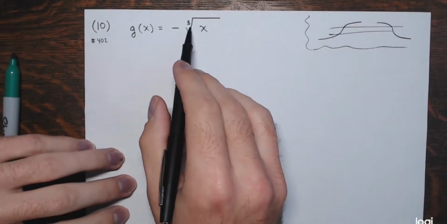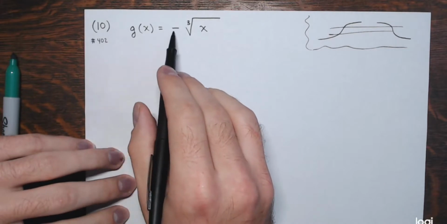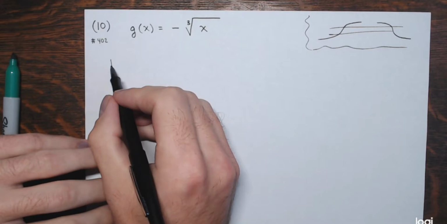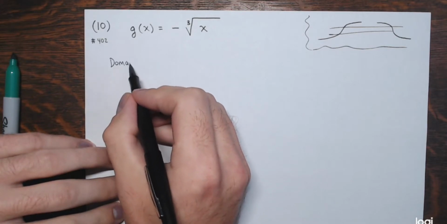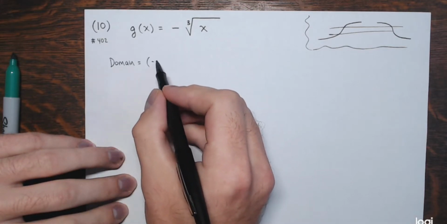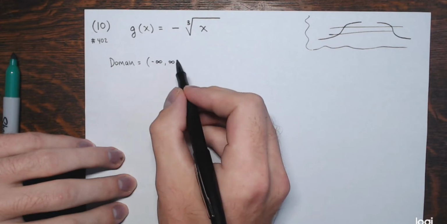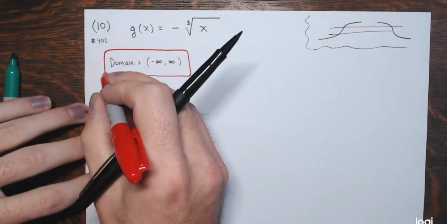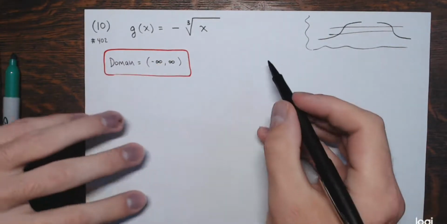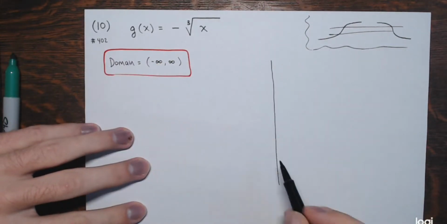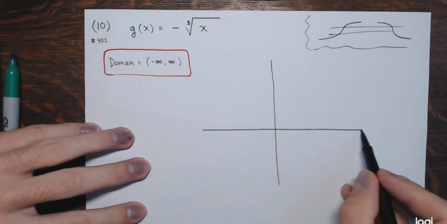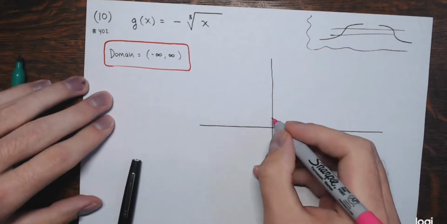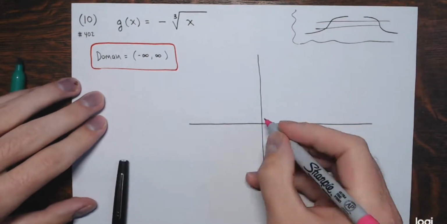All right, so it's another cube root. g of x equals negative 1 times the cube root of x. The domain's all real numbers. You can plug in anything to a cube root. So again, very, very simple. I'll make the graph, but I'm not going to make the chart this time. The cube root of 0 is 0, so I got 0, 0. The origin is on this graph.